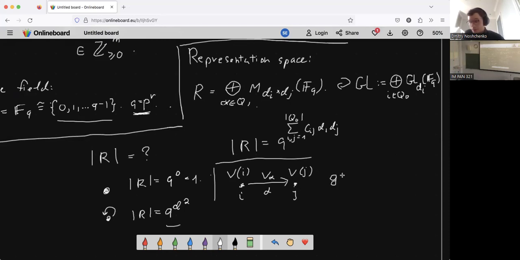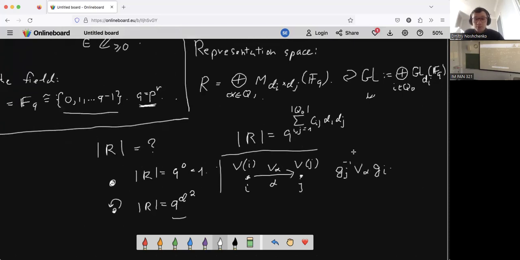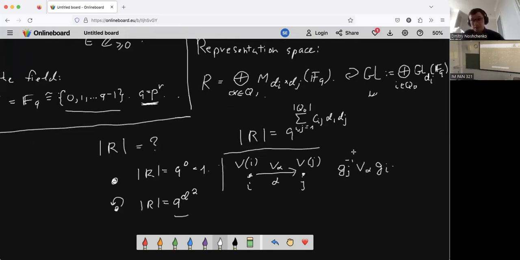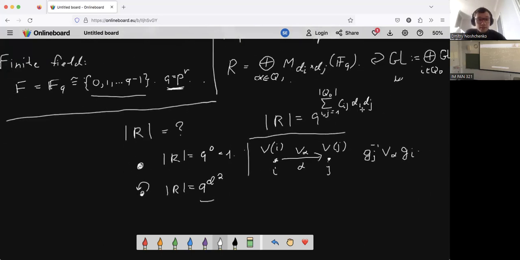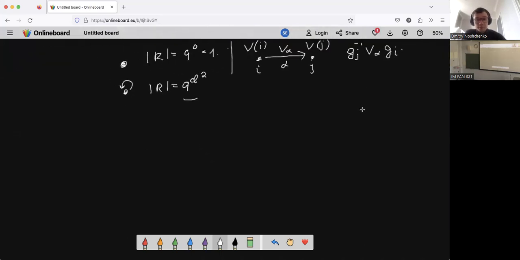So we have the element g_j inverse V_alpha g_i, where g_i and g_j belong to this GL. So this is the action by conjugation, and now maybe what we can do is just compute the size of this group GL. Yes, I can go here.